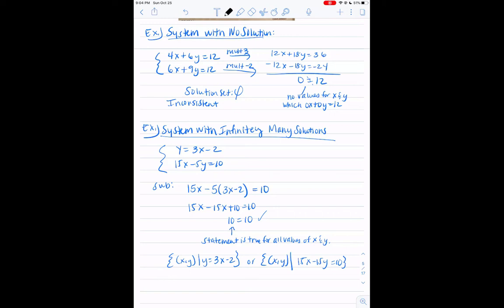So my x's and y's actually cancel, and I get 0 equals 12, which is not true. So 0 does not equal 12. This means that essentially there are no values for x and y for which 0x plus 0y equals 12. So we don't have an x and y that satisfy this. So our solution set is the empty set. Our solution set isn't 0, it's the empty set. And so our system is inconsistent.